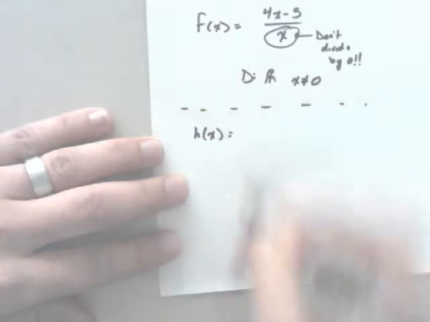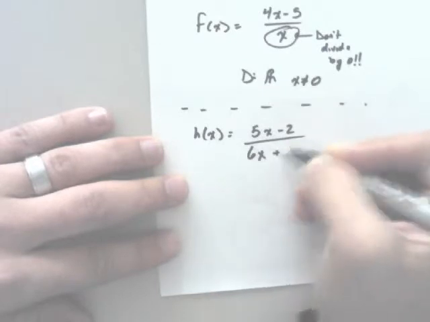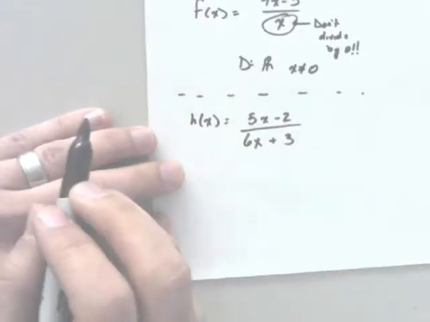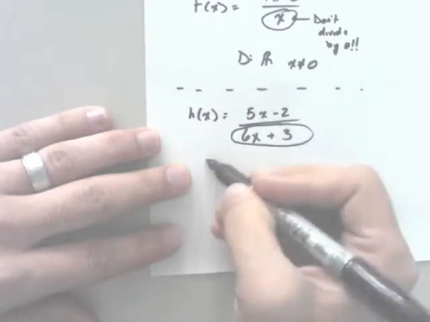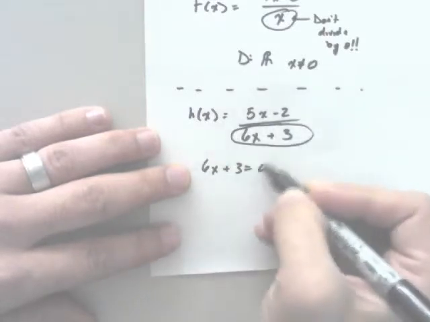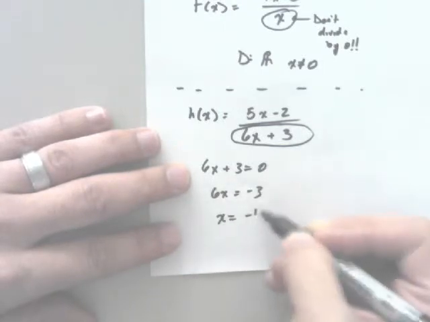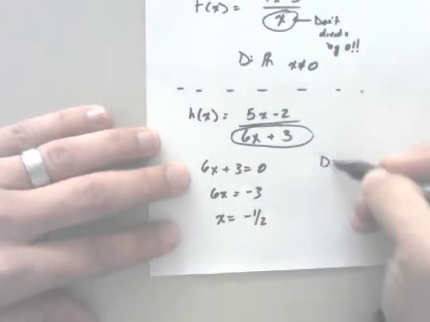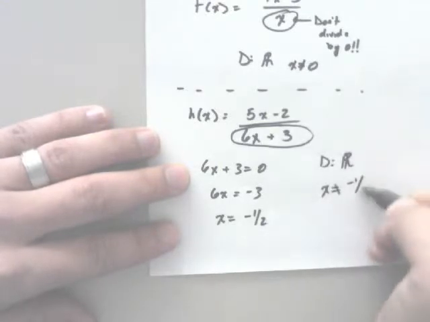Similarly, h of x equals 5x minus 2 over 6x plus 3. Okay? I've got that component in my denominator that allows the denominator to equal 0. So I need to take my denominator and figure out when it will equal 0. So I'm going to solve this equation. Well, my denominator equals 0 when x is negative 1/2. So my domain has to be all real except negative 1/2.